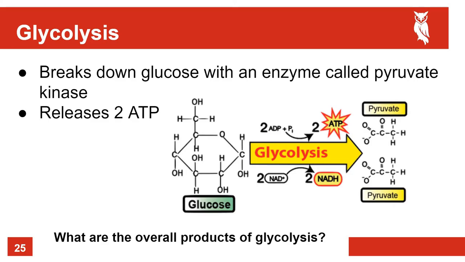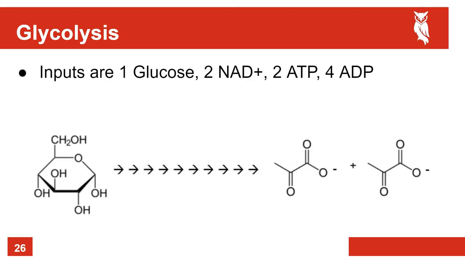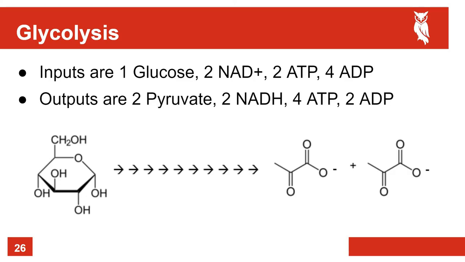So what are the overall products of glycolysis? 2 ATP, 2 NADH, and 2 pyruvates. Yeah, very good. Then you have 4. Alright, so the inputs: 1 glucose, 2 NAD+, 2 ATP, and 4 ADP. We'll get into this here in a second. Outputs are 2 pyruvate, 2 NADH, 4 ATP, and 2 ADP. But 2 ATP are used, so net gain is 2.